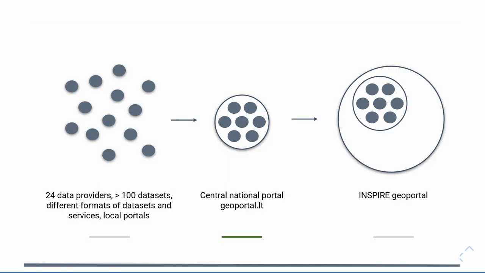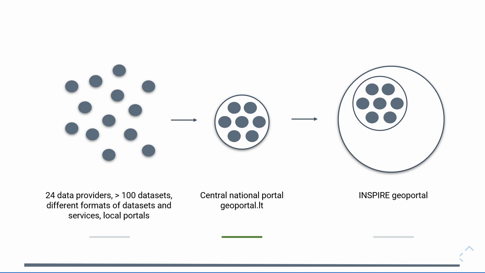So just briefly, let's look at how data provision in Lithuania is described in the law. Each state institution that is dealing with spatial data should provide the data to the national portal. And the national portal then transforms all the data and provides it to the European Commission geoportal. So the key point here is the national geoportal, and this is one access point for spatial data to the European Commission. And it seems that it's a great idea because it's one investment, one responsibility, and so on.